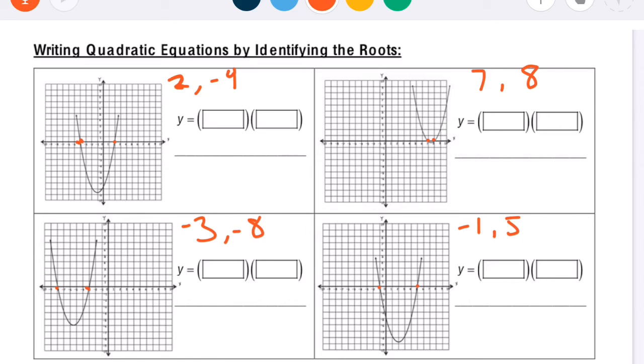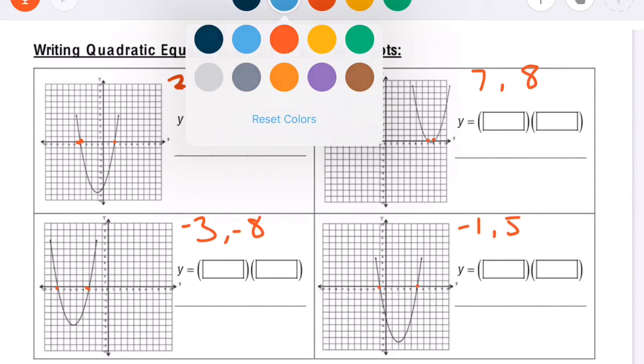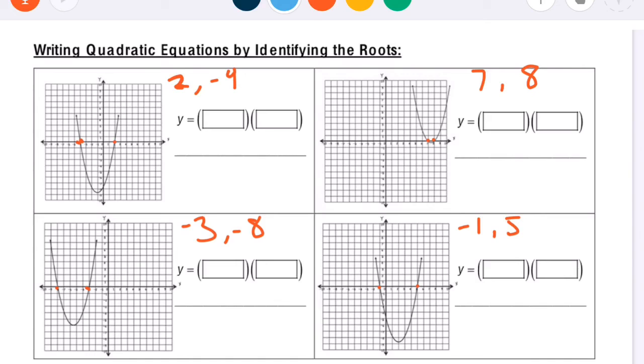Now, we're going to take it a step further. In this next step, we're actually going to take the roots and we're going to talk about what the factors are. So I could take my roots and I could find what the factors are. So the factors are going to take the opposite sign of the roots. So if the roots are 2 and negative 4, the factors are going to take the opposite signs.